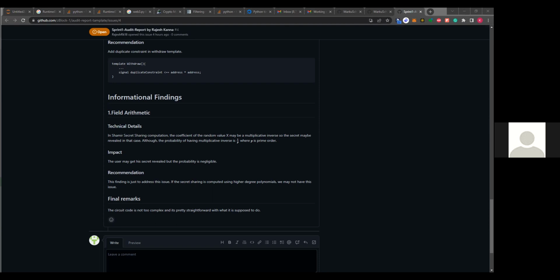And the recommendation that I can give is that for the Shamir secret sharing computation, if we can have higher degree polynomials, we can completely avoid this issue. So that's it.